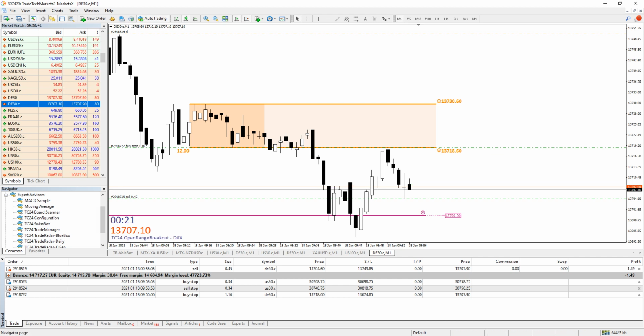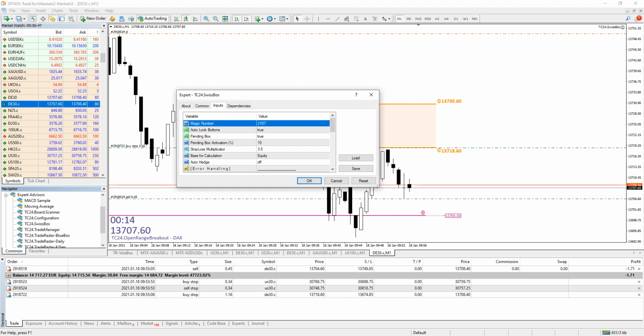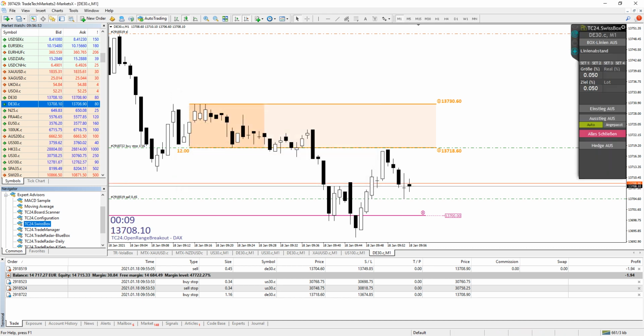Now we've got that open in the chart. We're going to go to the left. We're going to see the expert advisors, and we're going to double click on our Swiss box. I need to change that magic number as I currently have a few others open in the MetaTrader. And here is our Swiss box configurator.